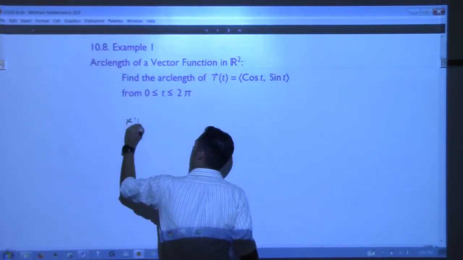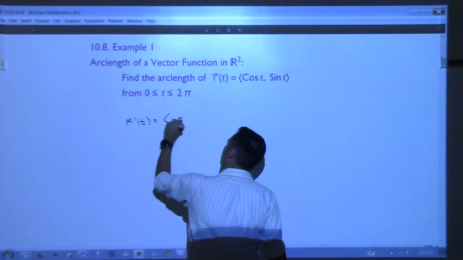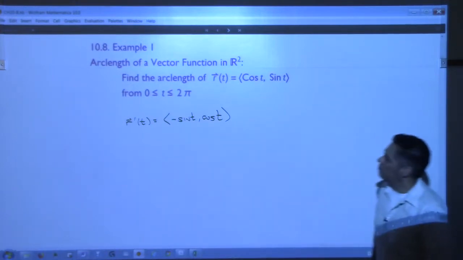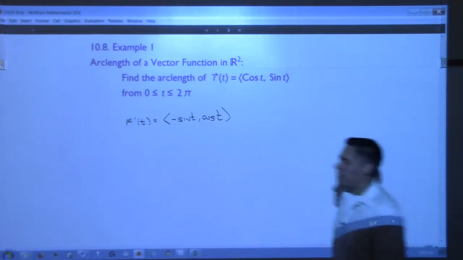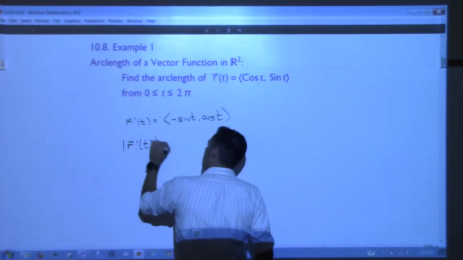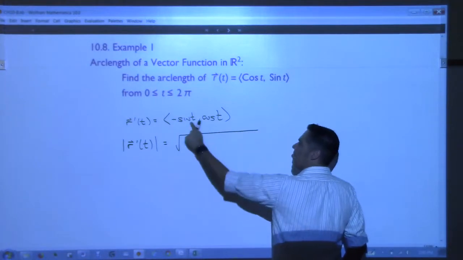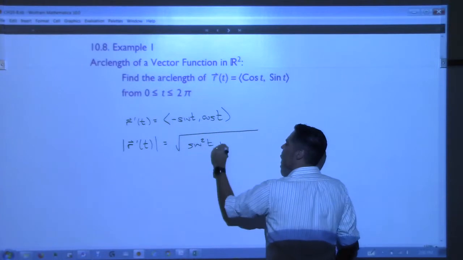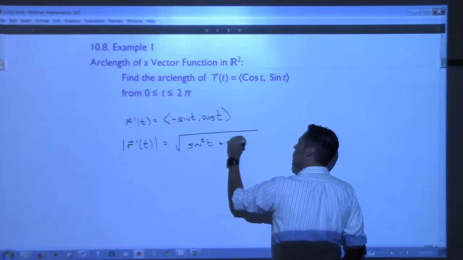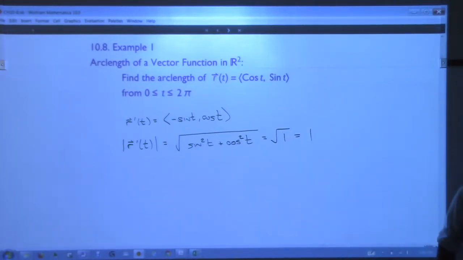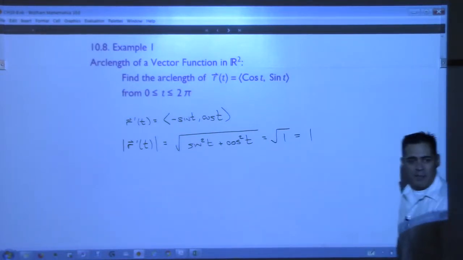Let's find the derivative. What's r prime of t? We've done this. Right? Now, what's the magnitude of this? Square root of that squared. Doesn't matter that it's negative, right, because I'm squaring it, plus that squared. Beautiful. That's the Pythagorean identity. That's just 1, right? That's all it is. So now we set up the integral.